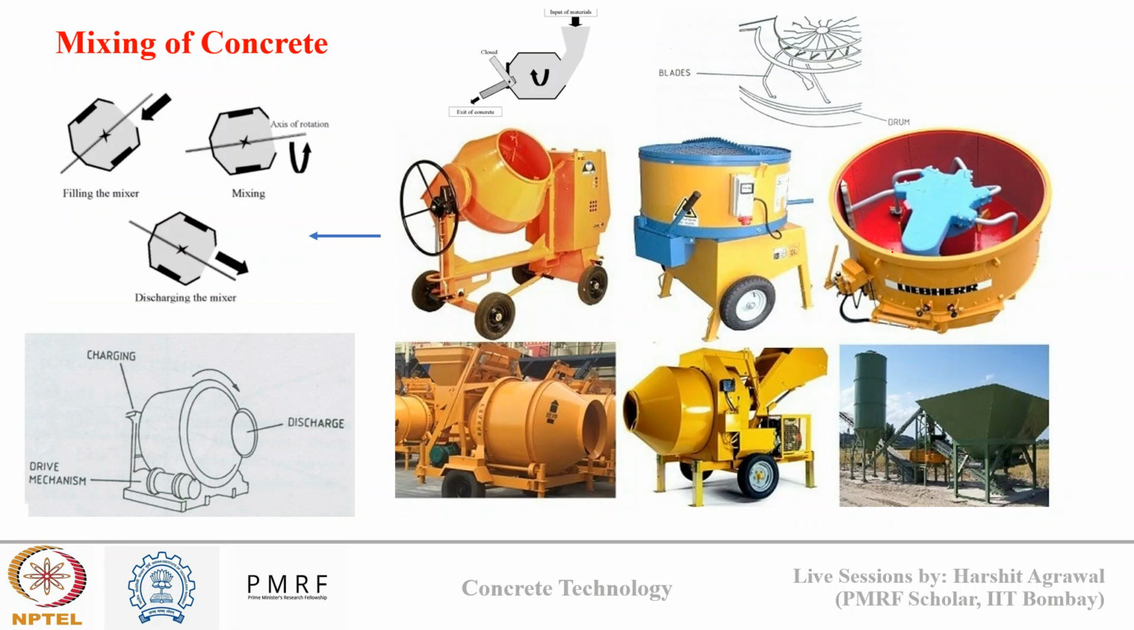So first are the drum type mixers, in which concrete ingredients are mixed in a drum, which is actually in the shape of a double conical frustum. So you can see here it is a double conical frustum. All the three drum mixers that we are discussing are in the shape of a double conical frustum. We can see this in three images, three types of drum. So we have the tilting drum mixer, the non-tilting drum mixer, and the reversible drum mixer.